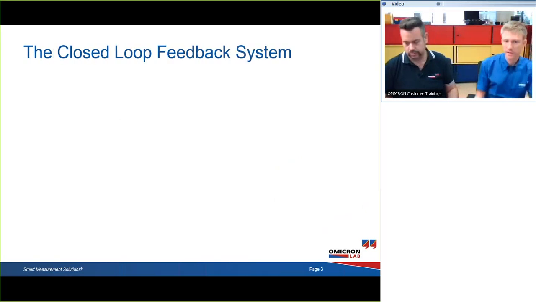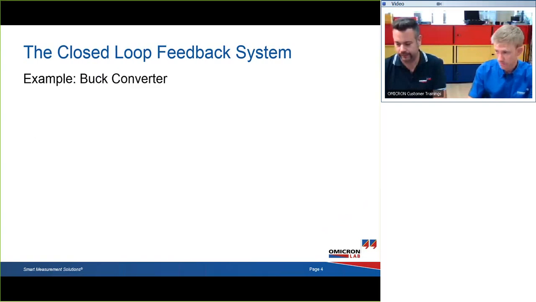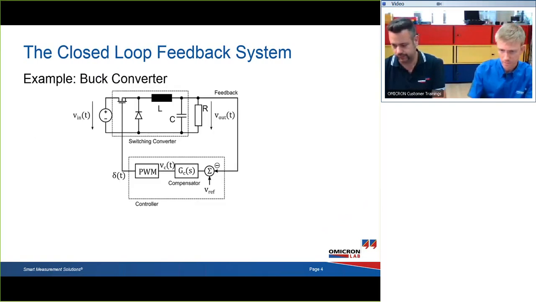Yeah, so let's start with the closed loop feedback system. We did choose the simplest converter, a buck converter, as an example. So in this picture, you can see the converter itself that has the input voltage and the output voltage. R is the load. Then we have the switch, the two switches, in this case an active switch and a diode, and the LC output filter.